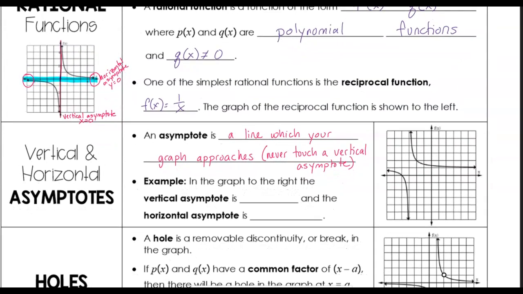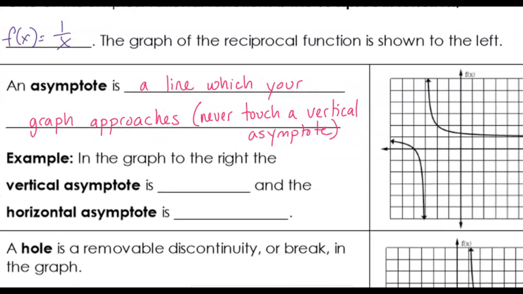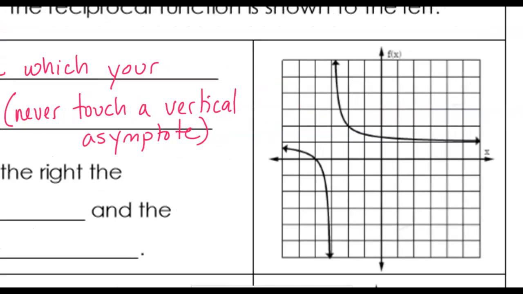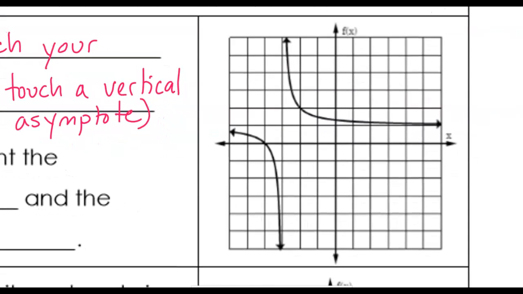In our little example to the right, the vertical asymptote is located where? Where is our vertical asymptote? Yes, good. Exactly. And I know that for some of you, and I don't know why, but some of you have a hard time locating asymptotes because they're not drawn explicitly on your graph.